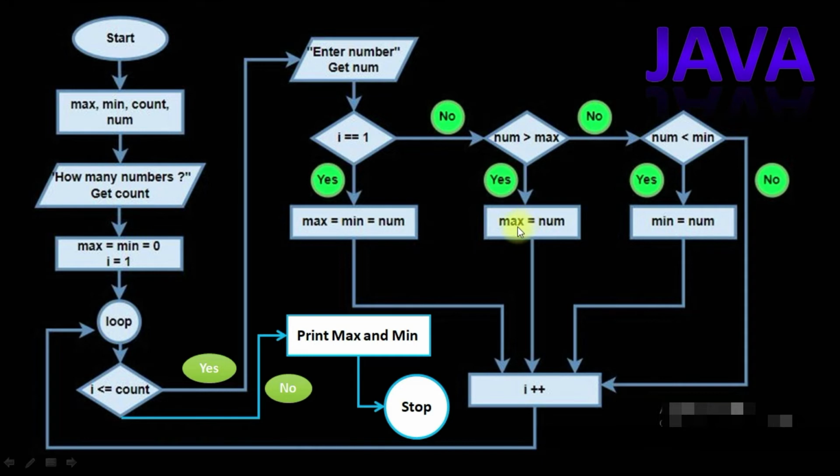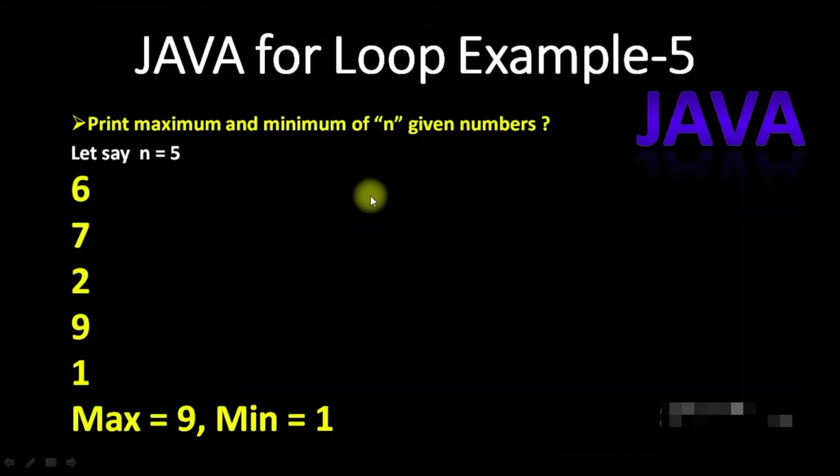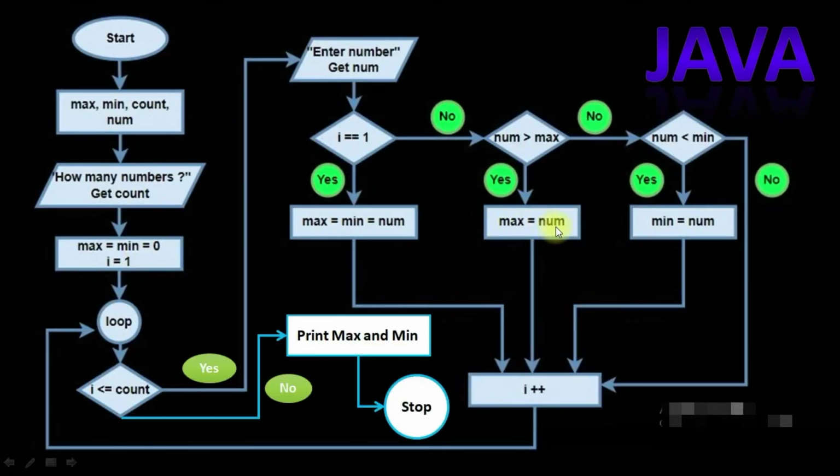Yes, so now the max variable will be overridden by the new number, that is 7. Now our max is 7 and min is, as we already said, the first number, that is 6. So till now our max is set to 7, and we know in previous iterations we already set min equal to 6. Minimum is currently not overridden, only max is overridden, so max is now 7.